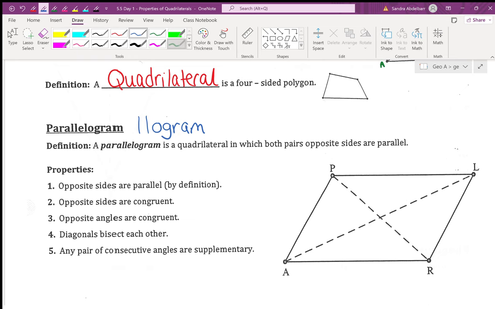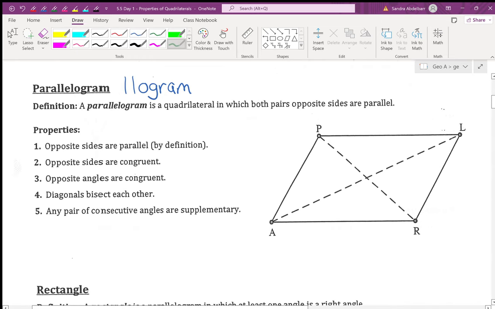All right, let's go through these properties now. There are 5 properties that we have to memorize for our parallelogram. The first property is that opposite sides are parallel. So what does that mean? That means that PL is parallel to AR and AP is parallel to RL.